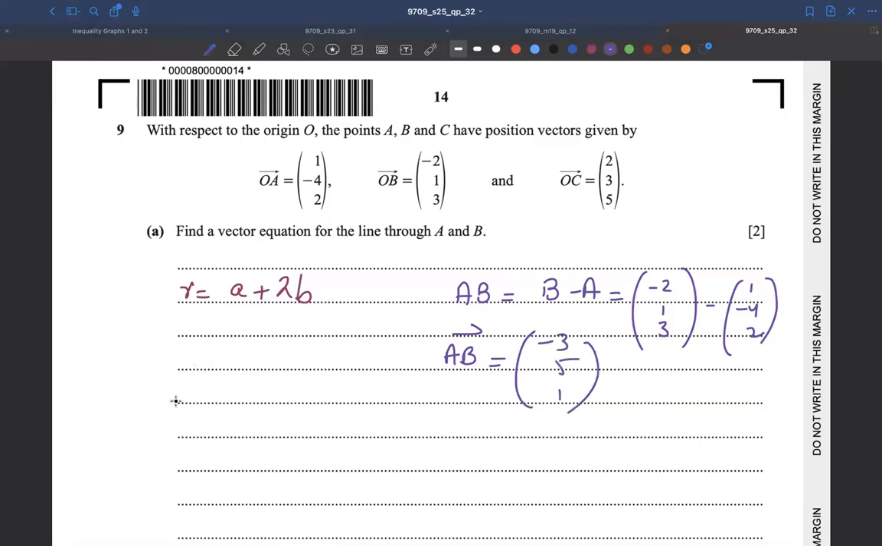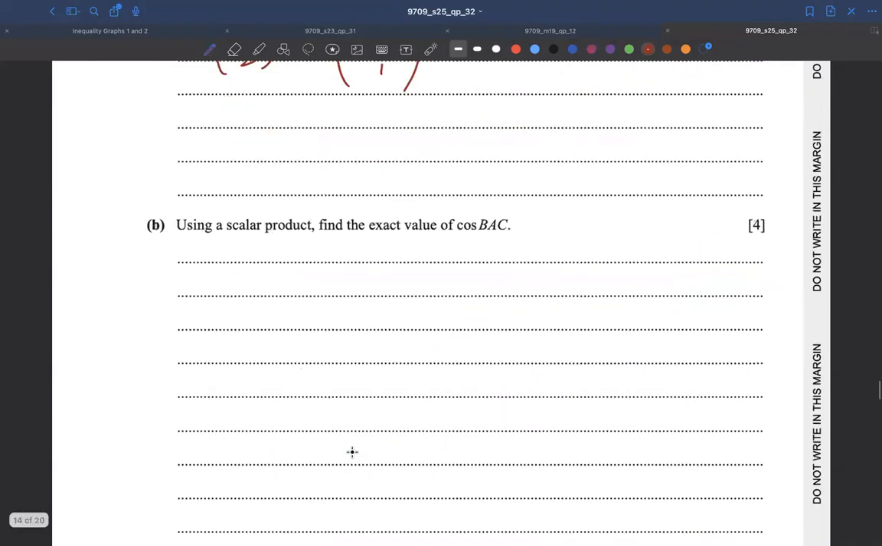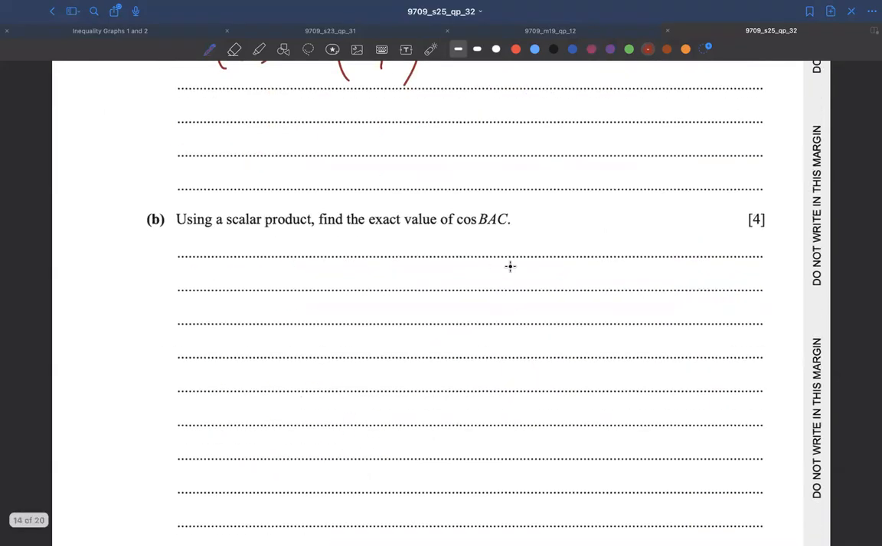So our equation would be r equals, we'll use a point, any point, we can use A or B. So let's use point A, that is 1, minus 4, and 2, plus lambda into the direction that is minus 3, 5, and 1. So that is the first part, the equation for the line through A and B. Now it says use a scalar product, find the exact value of cos BAC. Now to find the value of cos BAC, we can use this scalar product over here as this said.